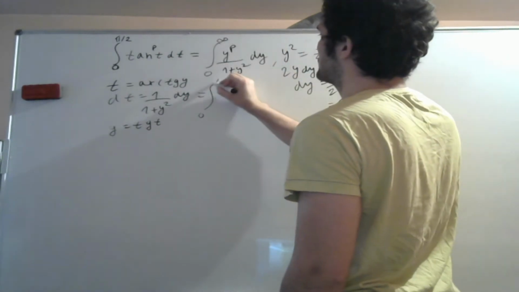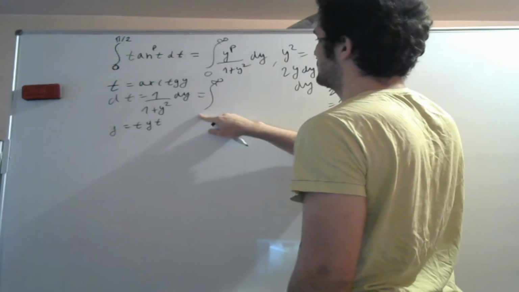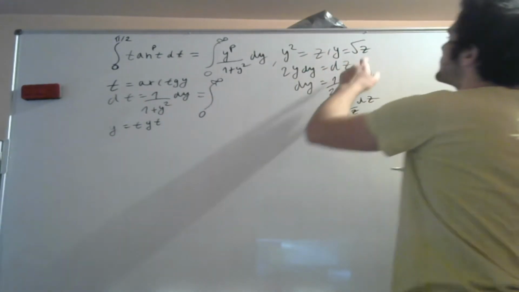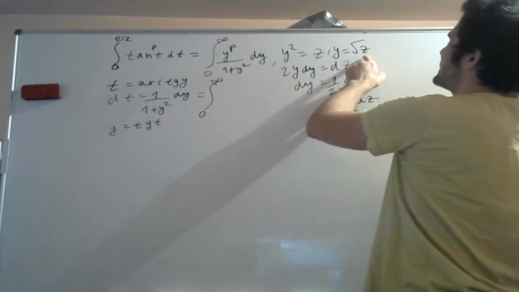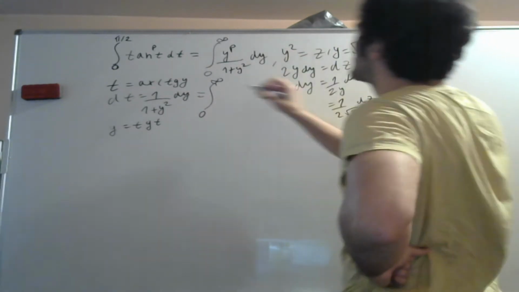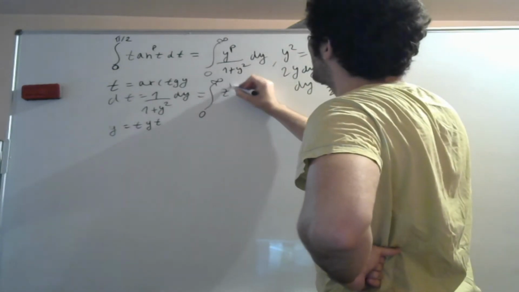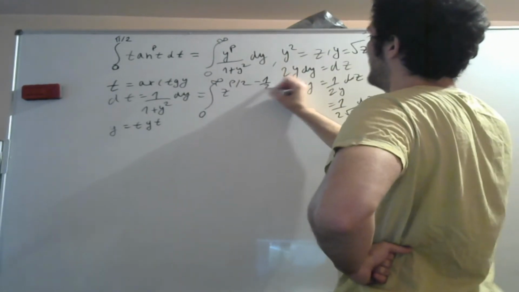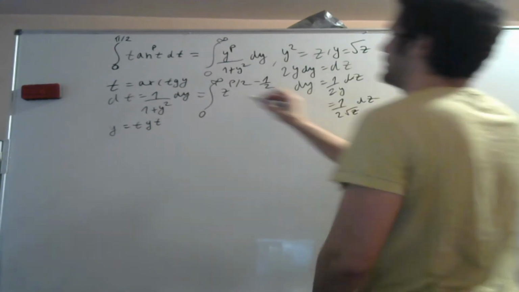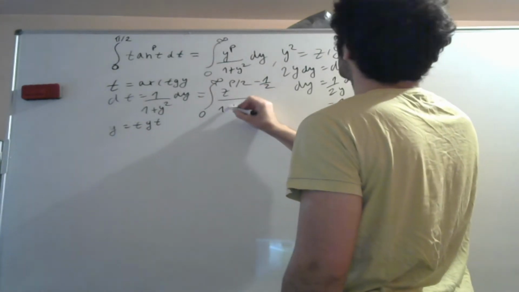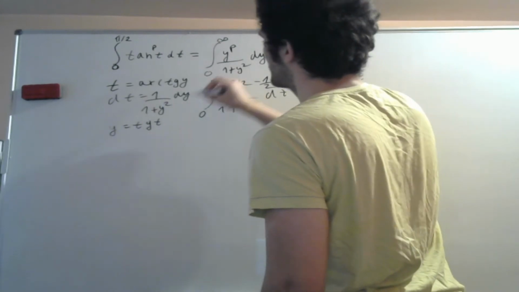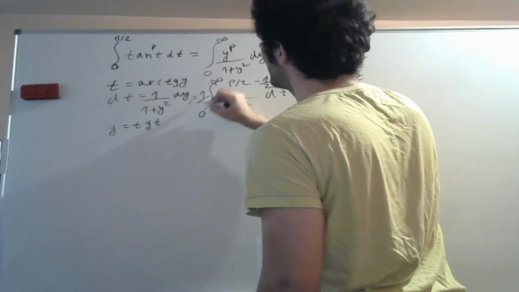The integral from 0 to infinity of z to the power of p over 2 minus 1/2 over 1 plus z dz, and don't forget the 1/2 in the front.